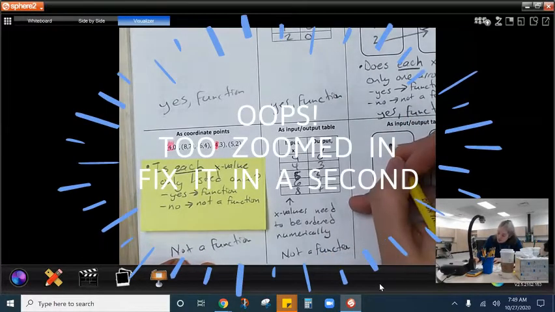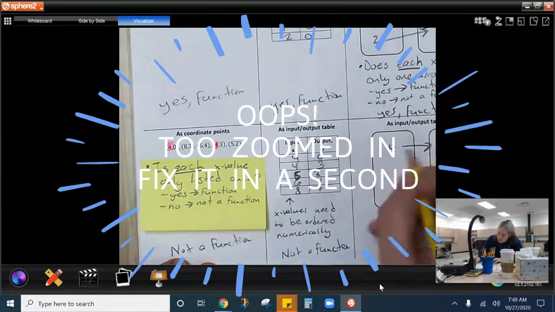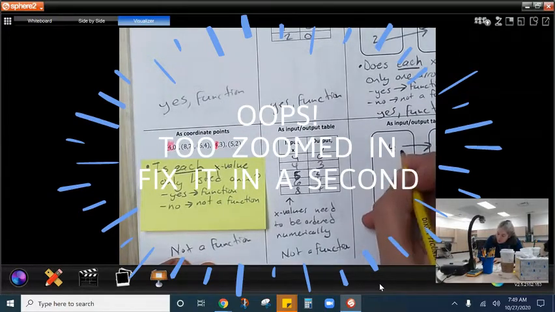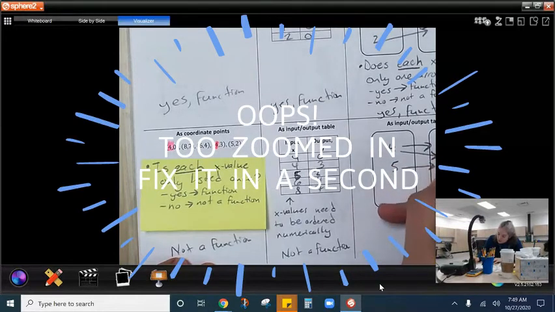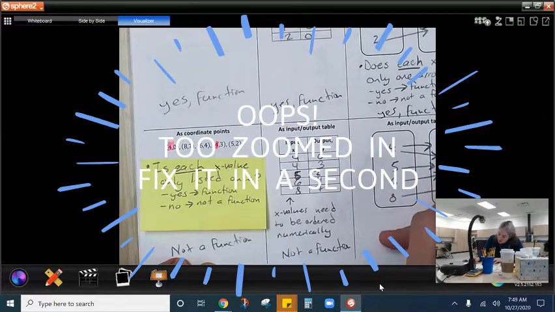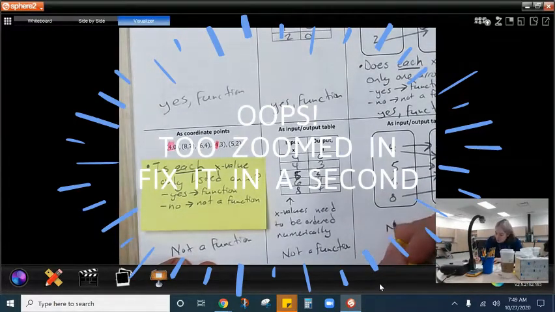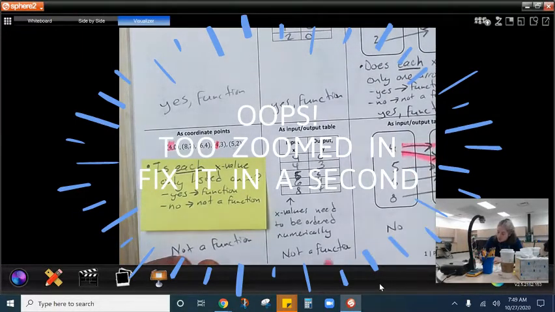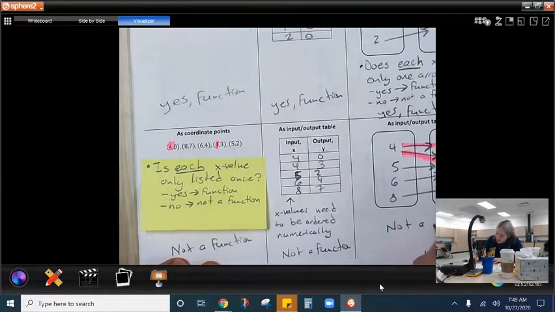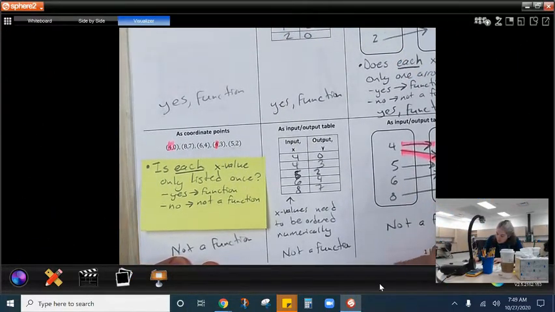And then for our input-output tables, we have 4 to 0, so I draw my arrow, and then we have 4 to 3, and then we have 5 to 2, 6 to 4, and 8 to 7. Do we have only one arrow from each 4? No, because we have a double arrow right here. We can see we have a double arrow. So this is not a function yet again.